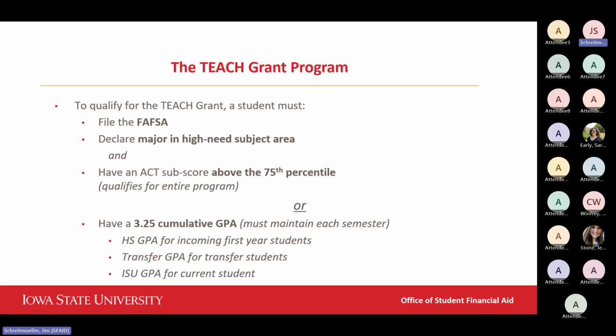To qualify for the Teach Grant, a student must file a FAFSA, declare a major in a high need subject area, and have either an ACT score above the 75th percentile or have a 3.25 cumulative GPA and maintain that for each semester. So we'll consider high school GPA for first year students, transfer GPA for transfer students, and then once they've had a whole year at Iowa State, or I think semester, it'll be based off of their ISU GPA.